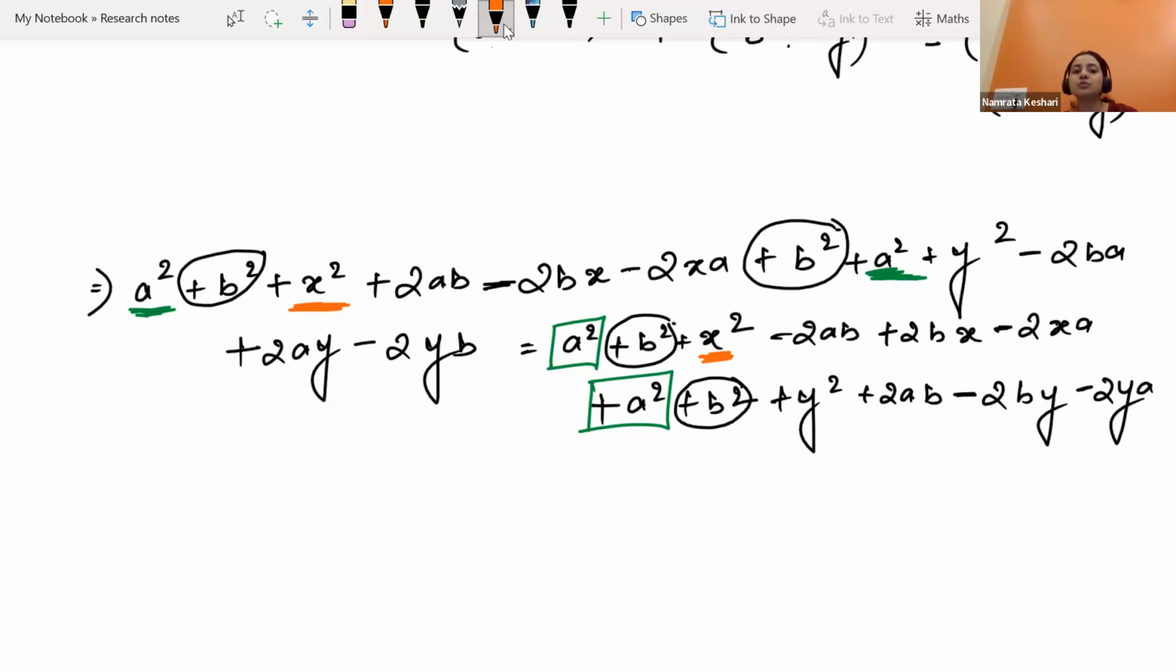Now we have to check for 2ab and 2bc. First 2ab: one 2ab is here, any more 2ab? Whatever is a like term, so minus 2ab, let's cancel it out here. On the other side I can see 2ab here. Any more 2ab? Yes, let's cancel it out. Now carefully we will be focusing on 2bx.